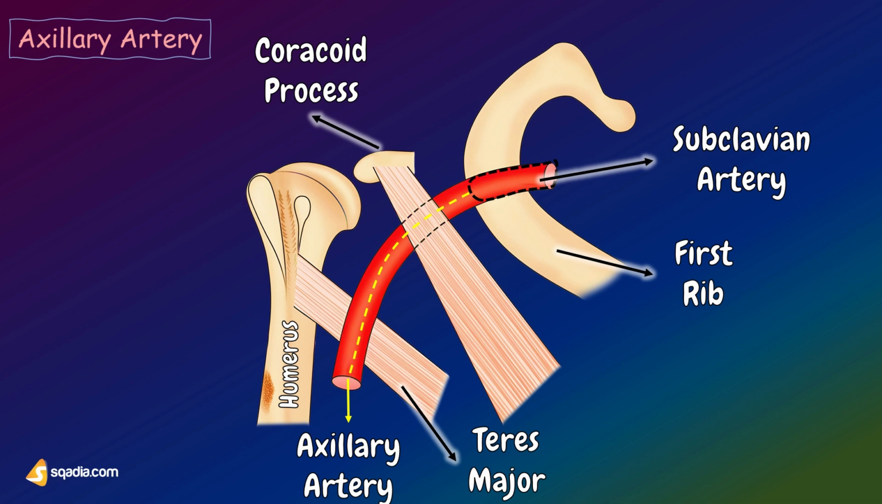Its direction varies with the position of the arm. Throughout its course, the artery is closely related to the cords of the brachial plexus. To separate the two structures, the branches of the artery are enclosed in a connective tissue sheath, also called an axillary sheath. The pectoralis minor muscle crosses the artery and divides it into three parts.